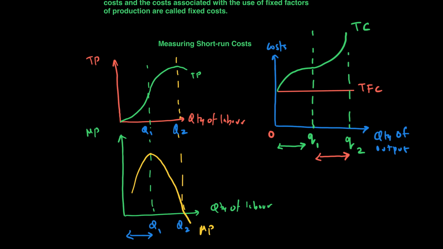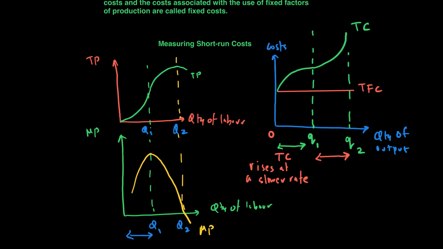For that, I want to have a quick discussion about MP. So look at this, guys. When your MP is rising, which means total product is rising at a faster rate, this is where workers are extremely productive, which means they're adding more and more to output because they're using the capital better, or specializing and so on. So when your output is rising at a faster rate, your cost is rising at a slower rate, and that's why your total cost rises at a slower rate.